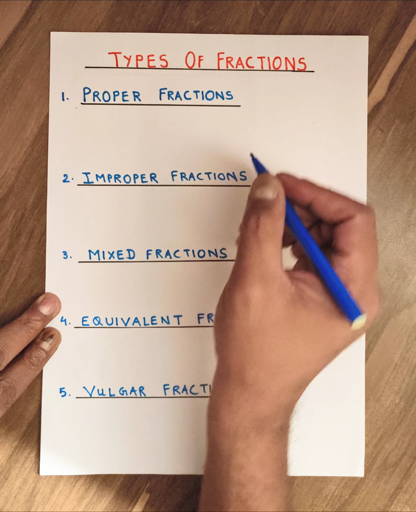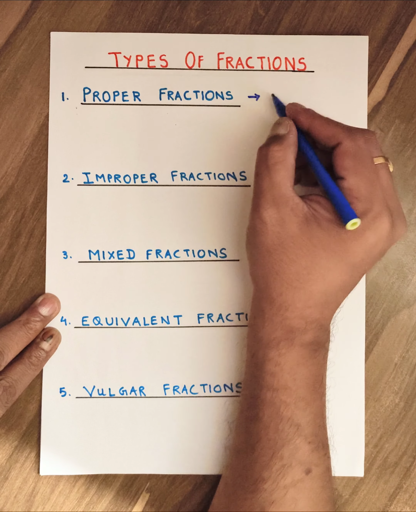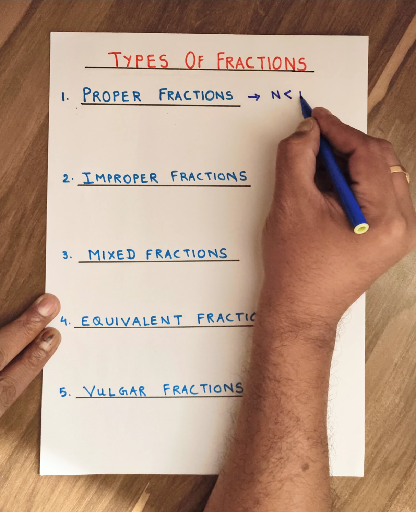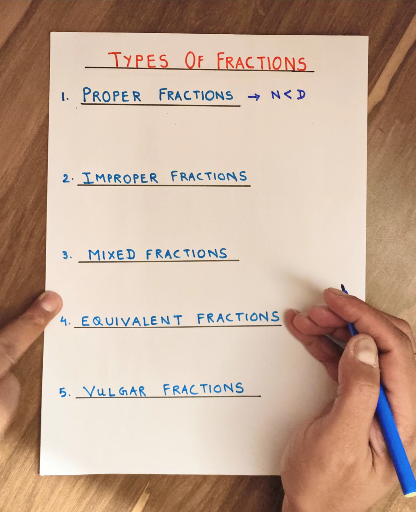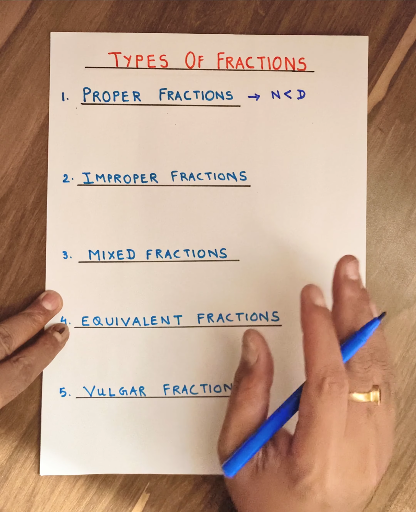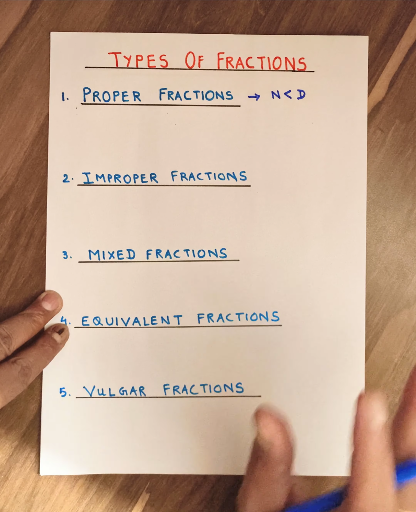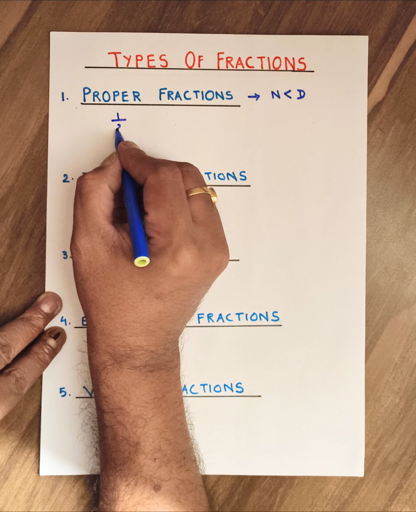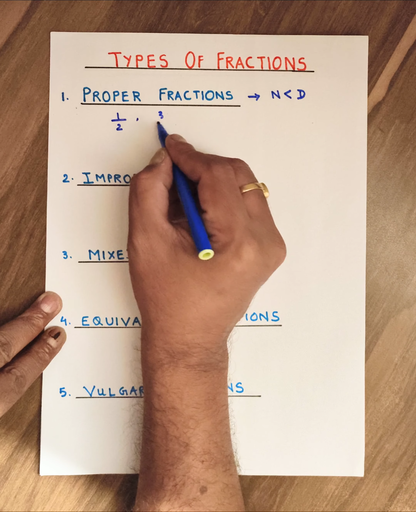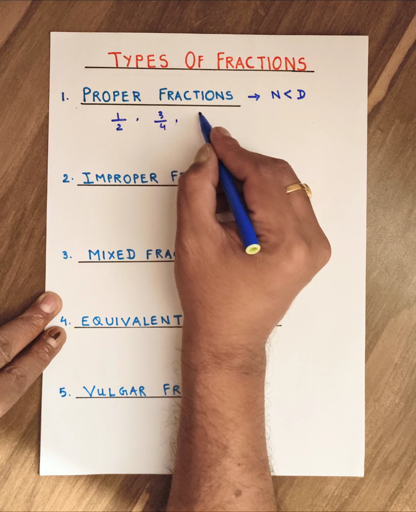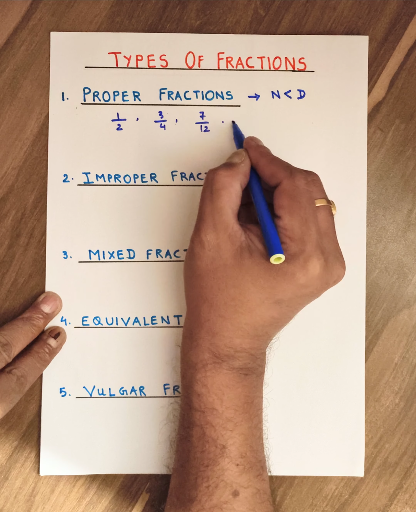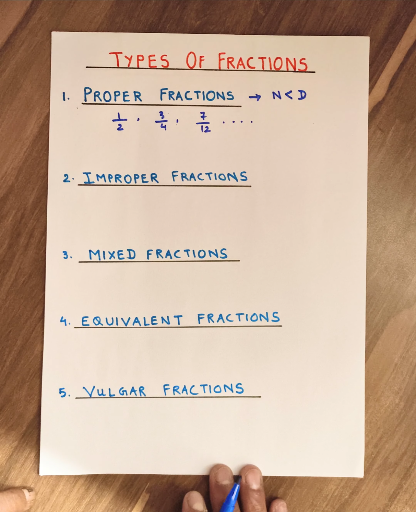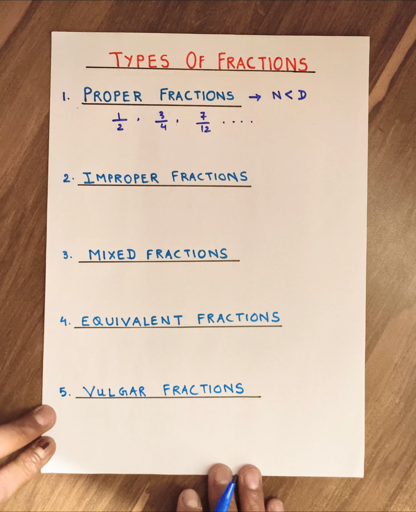A proper fraction is when your numerator is less than the denominator, right? Any fraction where the numerator is lesser than the denominator. For example 1/2, 3/4, let's say 7/12, whatever it is. In each of these cases, you can see that the numerator is less than the denominator, right?